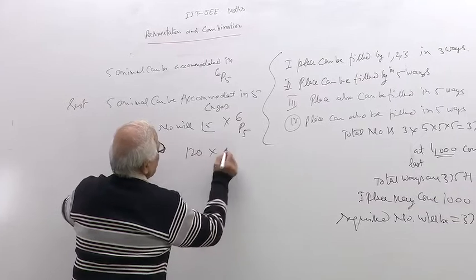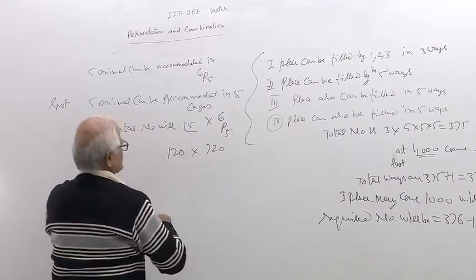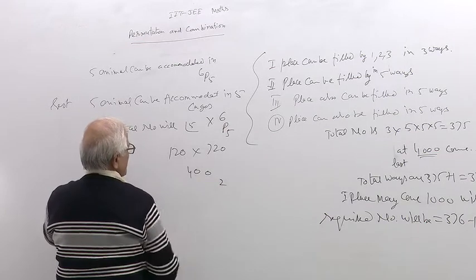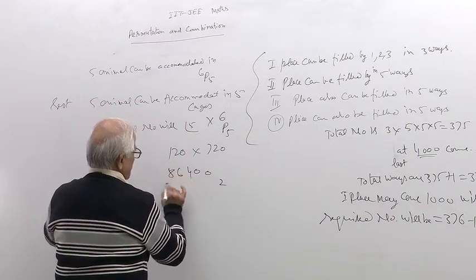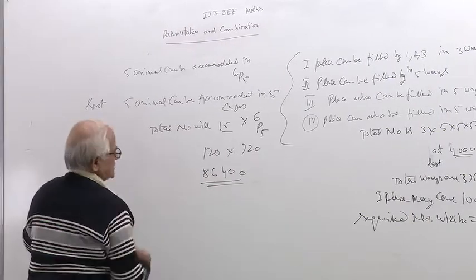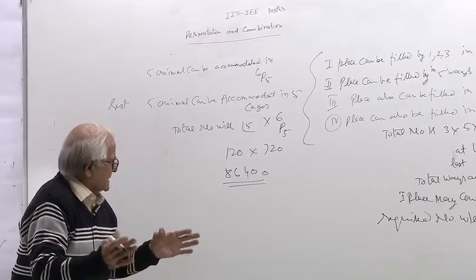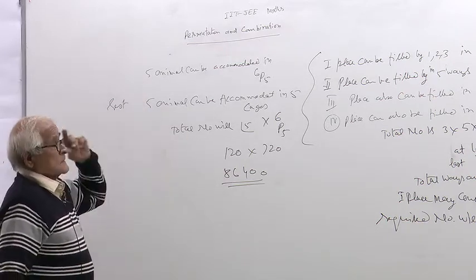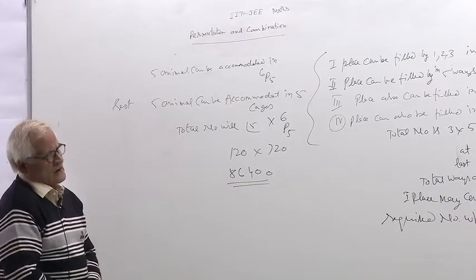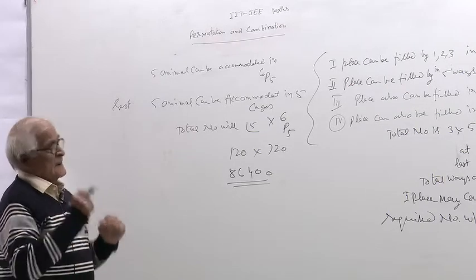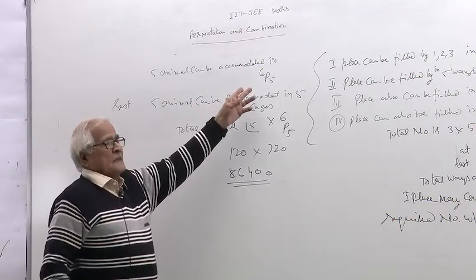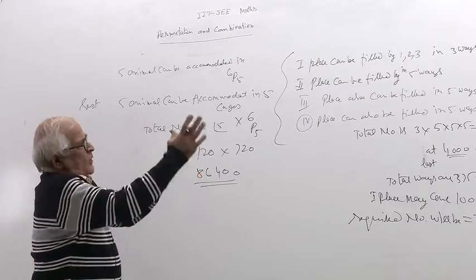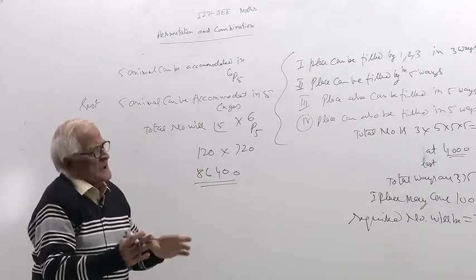What is this? This is 120 and this is 720. So we will have the total number 86,400. This is the total number of ways to accommodate all the 10 animals in the 10 cages. This is the correct answer. Because the 5 animals can be accommodated in 6P5, because there are 6 big cages. Now the 5 we have adjusted, 1 cage remains and 4 small remain, where the 5 remaining animals can be accommodated.